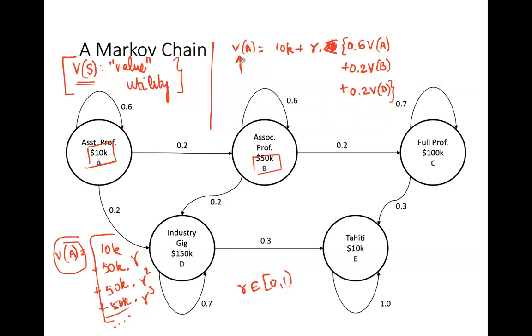So question in the chat: the equation for V of E is simply 10K plus that. Yes, that is correct. The only thing you're missing there is the discount factor, so it would actually be gamma times the reward. So let's set up the equation for V of E. This is 10K plus gamma times V of E.